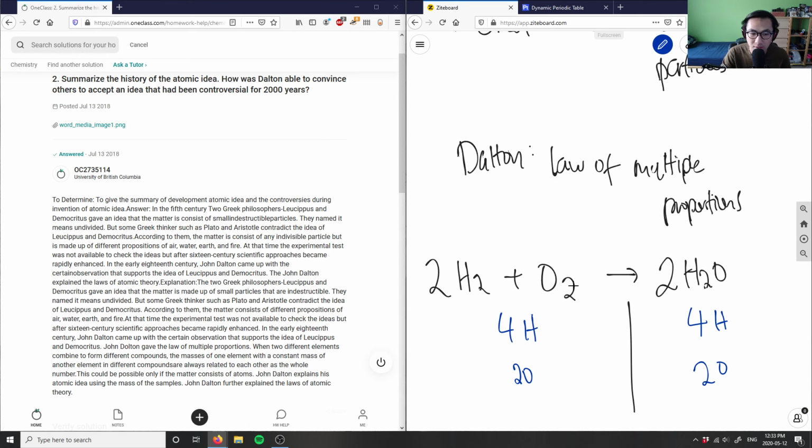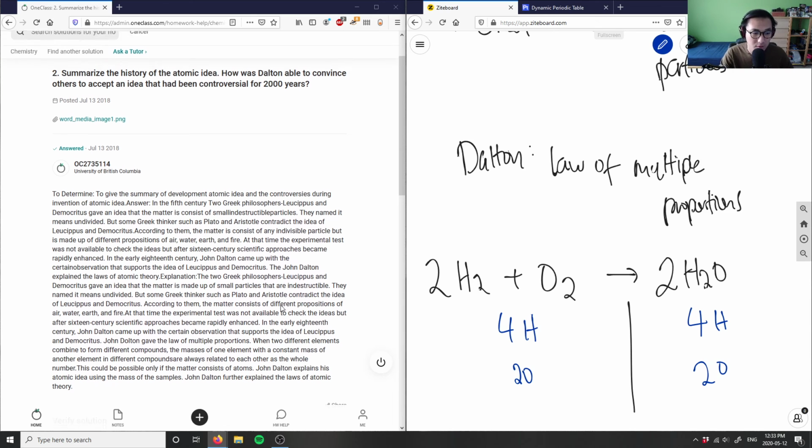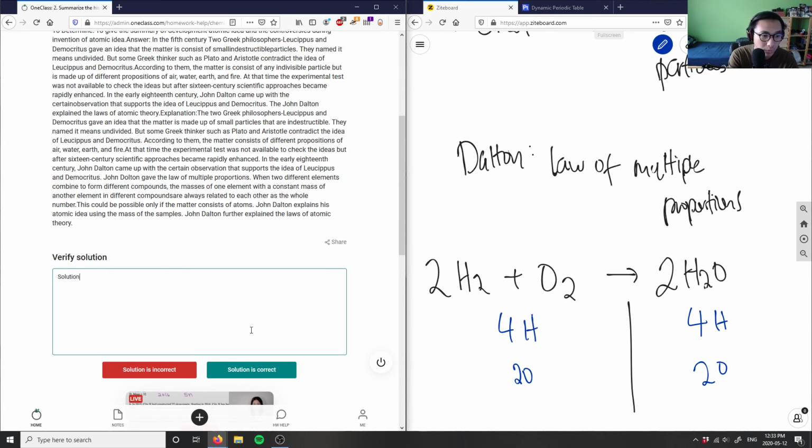So again, it's only when two different elements combine to form different compounds, such as water, that the masses of one element with a constant mass are related to each other as a whole number. In this case, this is a 2, and this is a 2 as well. So this solution is correct. It's kind of incomplete, but I'm just going to give it to them here. Solution is correct. Dalton proposed the idea of the law of multiple proportions, and Lavoisier also contributed to the law of conservation of mass.